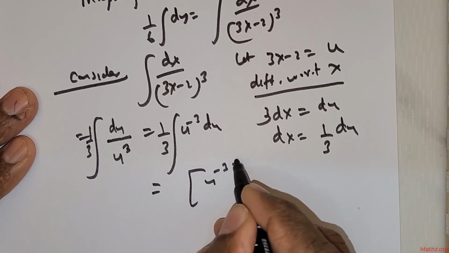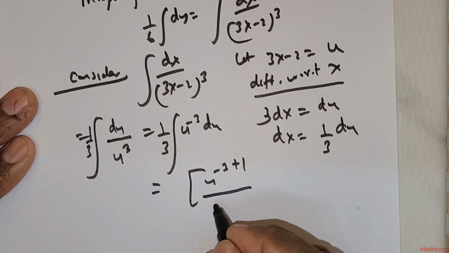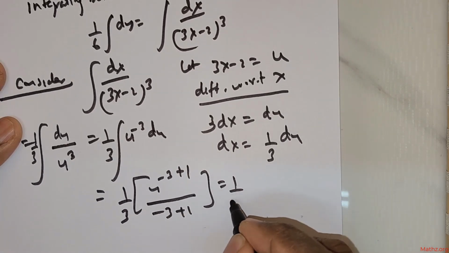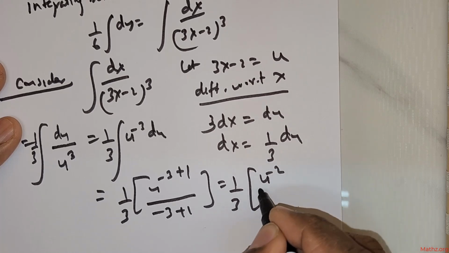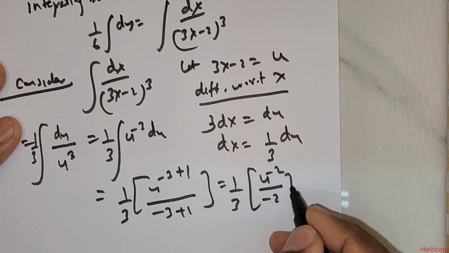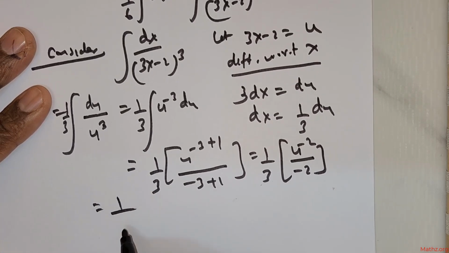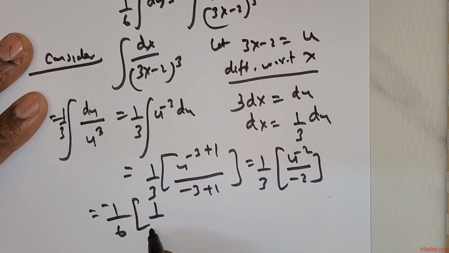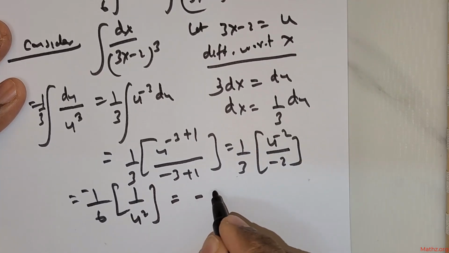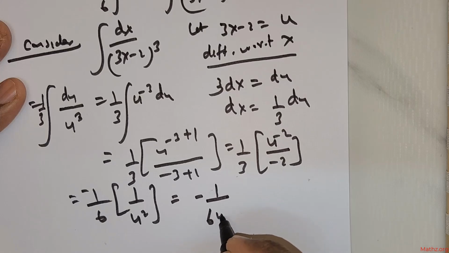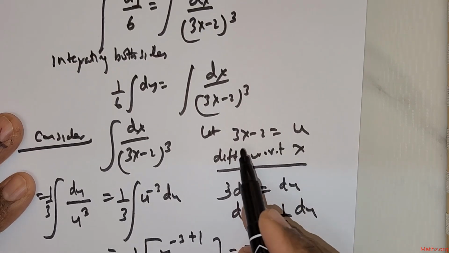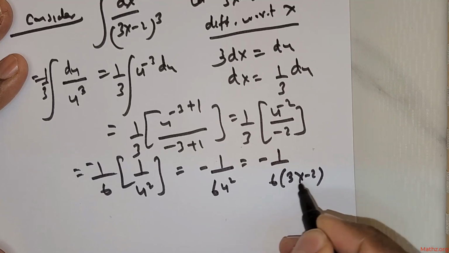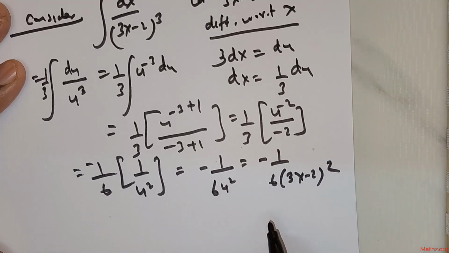Integrate this, you get u raised to the power of negative 3 plus 1 divided by negative 3 plus 1 times 1 over 3. This is equal to 1 over 3 times u raised to the power of negative 2 over negative 2, which is 1 over 3 times 2 is 6. You have a negative sign. U raised to the power of negative 2, push it down, you get u squared. So this can be rewritten as 1 over 6 times u squared. But my u is 3x - 2. So it's going to be negative 1 over 6 times (3x - 2) squared. You have a 2 there, so place that.